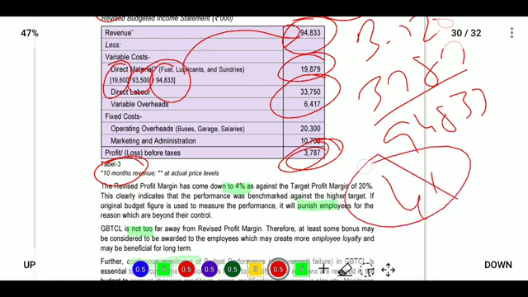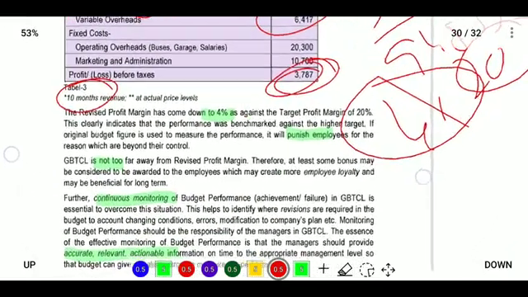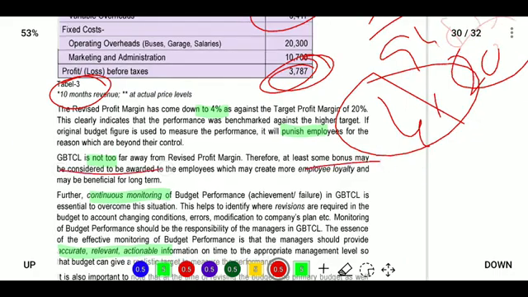So here we got the profit margin of 4% after the uncontrollable events, whereas we got the loss otherwise. So up to 4%. Budget will be 20%. So we reached up to 4%. So we will get the bonus up to this one. So at least some bonus may be considered. So the revised profit margin will be 4%, as against the target margin of 20%.